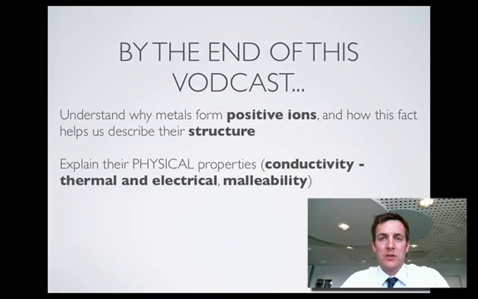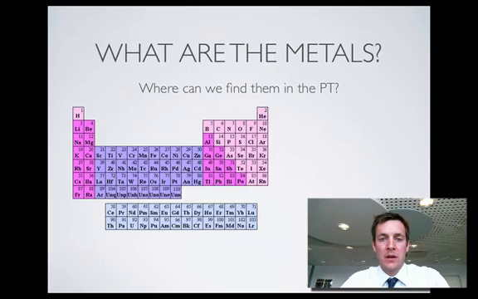This film will teach you about the structure and the properties that all metals have, and hopefully by the end of it you will understand why it is that all metal atoms choose to form positive ions, and how this fact that they're forming these positive ions actually helps us to understand why a metal structure is the way it is. And then by looking at that structure, we'll see why metals behave the way they do. So why they conduct heat and electricity and how come they're malleable.